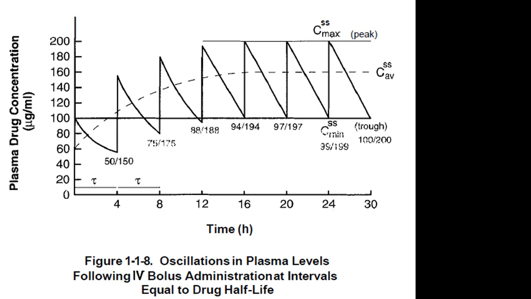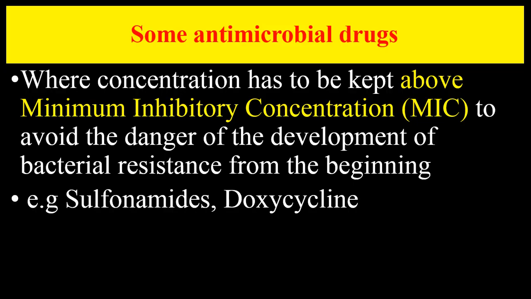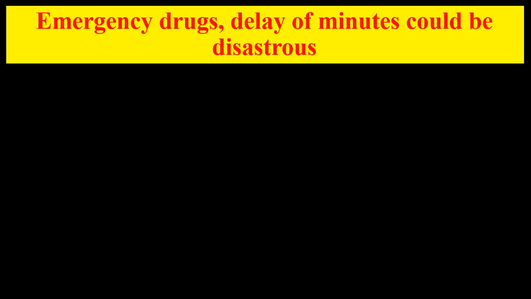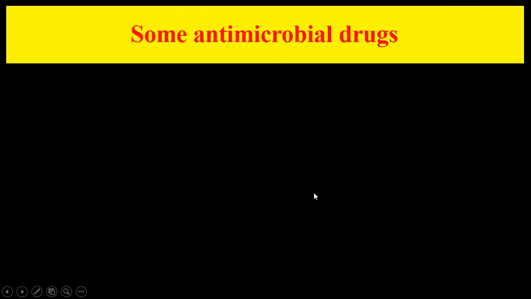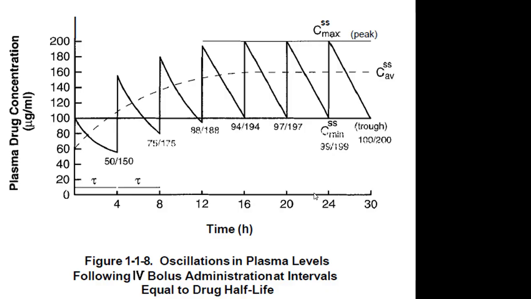So in these 3 situations it is not desirable. What might be the solution in these 3 situations? Getting the steady state plasma concentration fast. So what might be the solution for this? Does anyone have any idea? Look at this diagram and tell me what is the solution for achieving quick steady state plasma concentration.